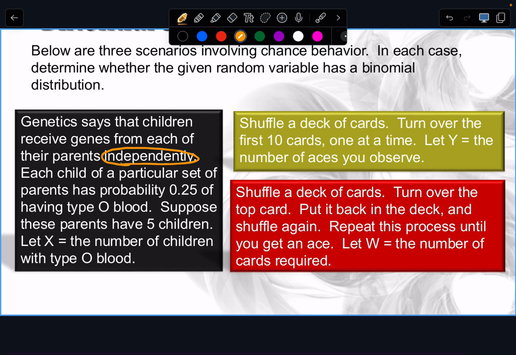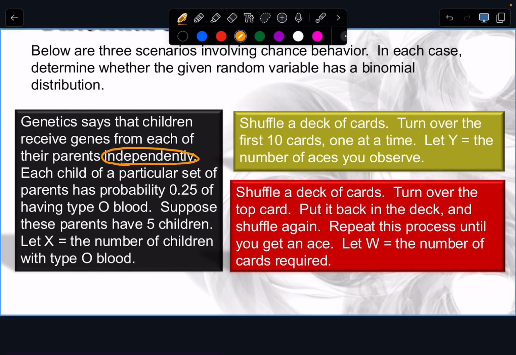Would I have independence this time? This time I will, because what are we doing this time? We're replacing the card every time. So every time I put it back in there, I'm keeping my probability of success the same. So I have independence and the probability stays the same. Do I have a fixed number of trials?